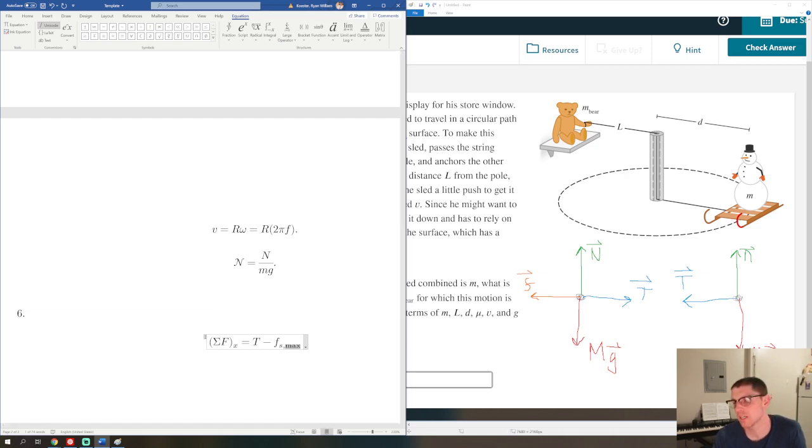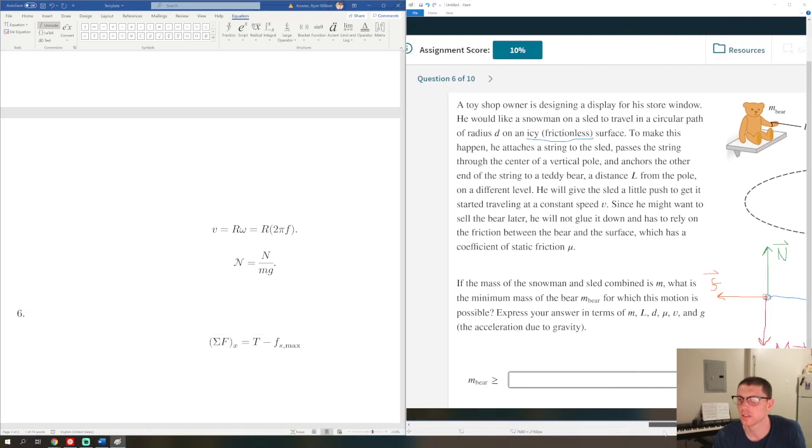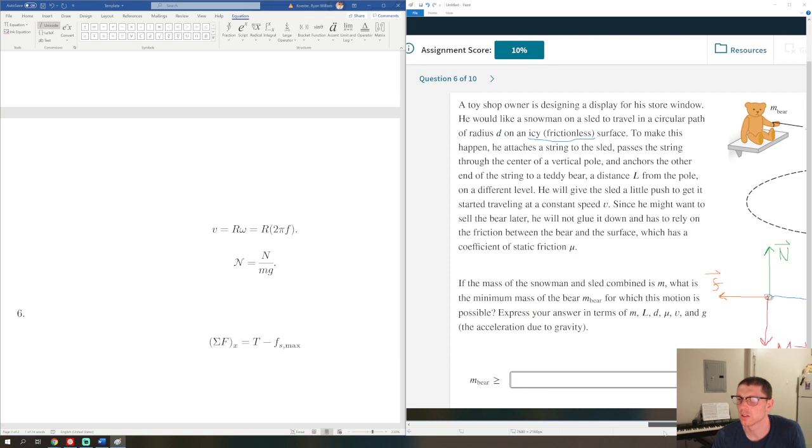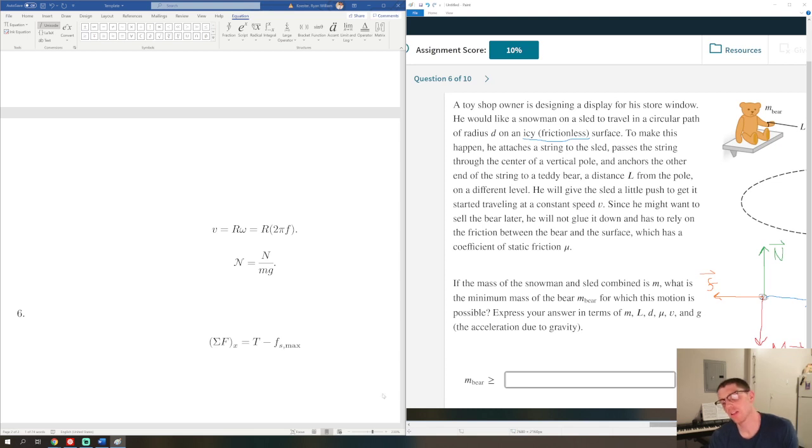So let me just say fs max, or wait, would this be, actually, hang on. You know what? Now that I think about this, it's not so clear to me that we want to say it's the maximum static friction. Well, what else could we do though, right? Let's just do this, and I'll come back to that in a second.